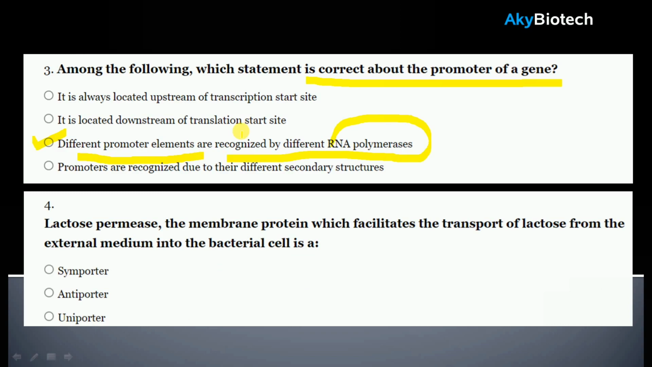Next, number 4, lactose permease, the membrane protein which facilitates the transport of lactose from the external medium into the bacterial cell. Out of these, the correct option is the symporter.